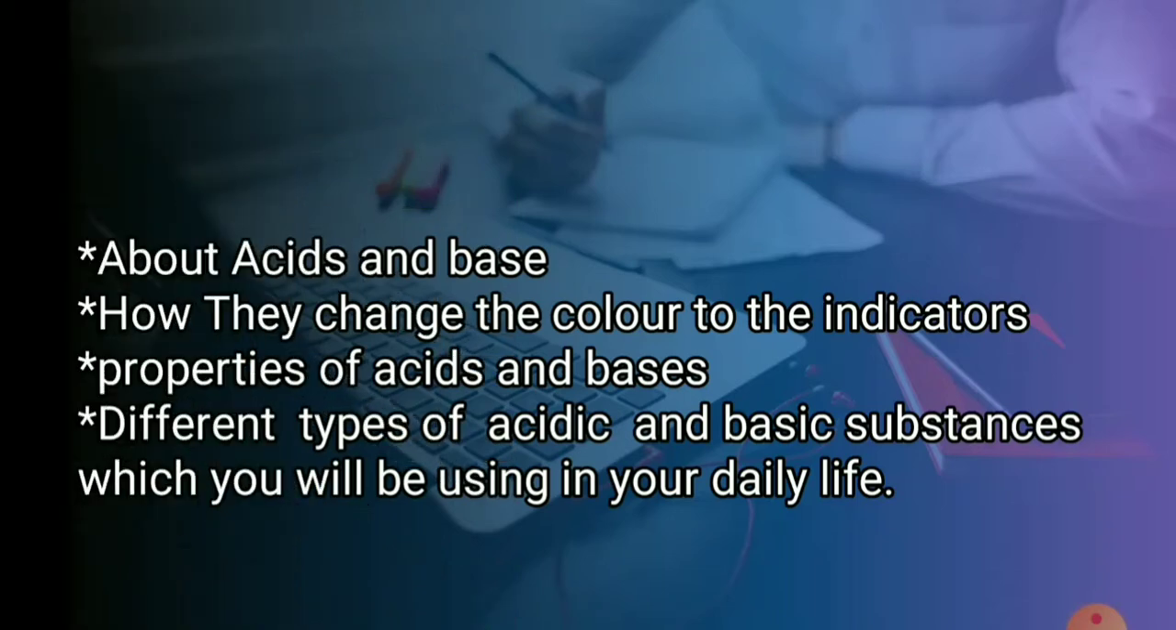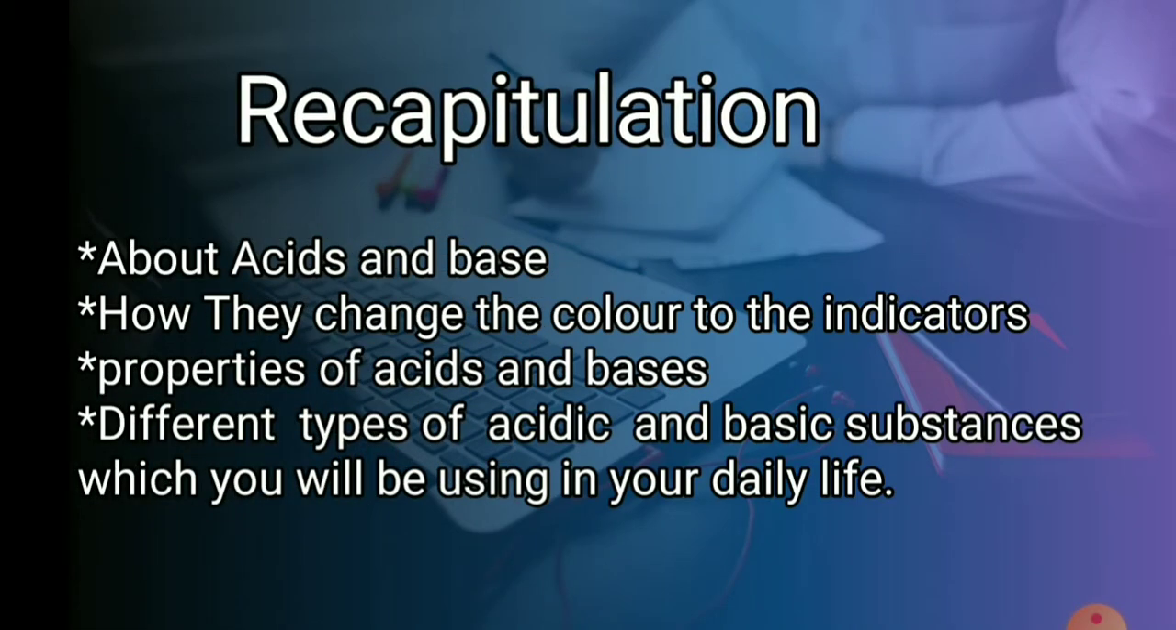Before entering into today's content, let's recapitulate the previous class, what we have learned there. We have learnt about acids and bases, how they change the color of the indicators, how many types of indicators there are, and what changes you will be able to observe when these indicators come into contact with acids and bases. What are the properties of acids and bases? And what are the different types of substances which have acidic and basic nature and which you will be using in your daily life? All this we have discussed in the last class.